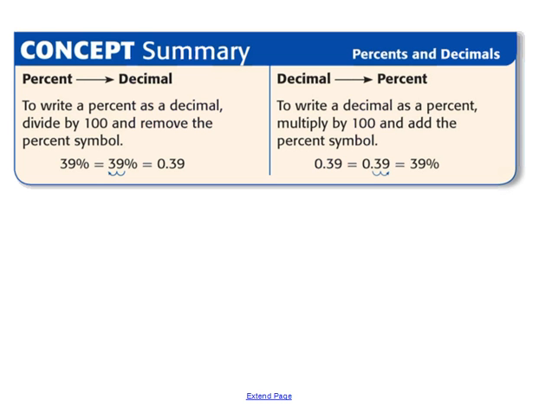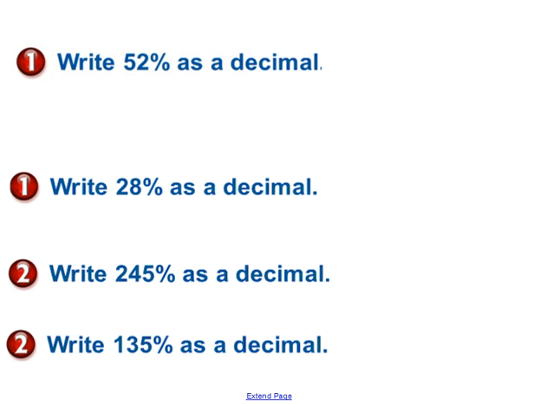So here's a little bit of a pattern for us to look for. If we're going from a percent to a decimal, we write the percent as a decimal, we divide by 100, which means really just move the decimal point 2 places and we drop the percent symbol. To go from a decimal to a percent, we multiply by 100, which means move the decimal point that direction too, and we add the percent symbol. So let's practice some of those.